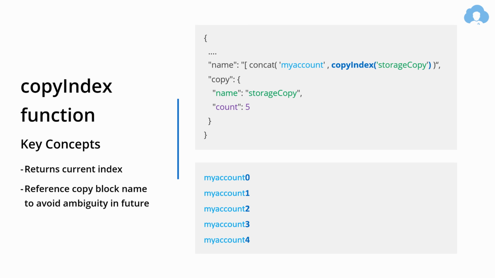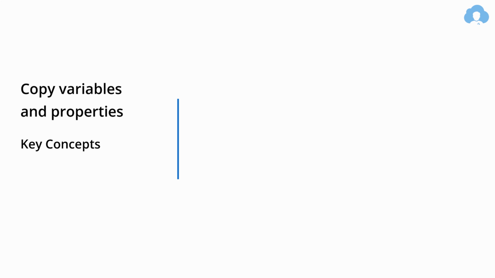Additionally, what you can do is you can pass one more parameter to the copyIndex, which is called offset. With an offset parameter, you can specify from which number the iteration should start. So you can pass, for instance, 10, therefore your accounts will start from 10, ranging to 14 for this particular example. You can also use copy elements to copy variables and properties.